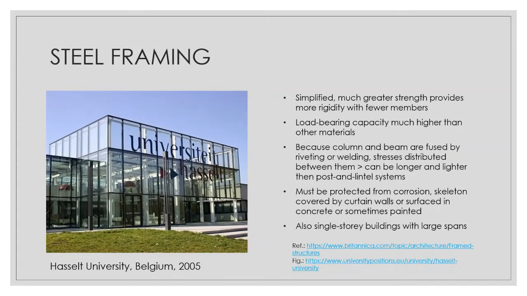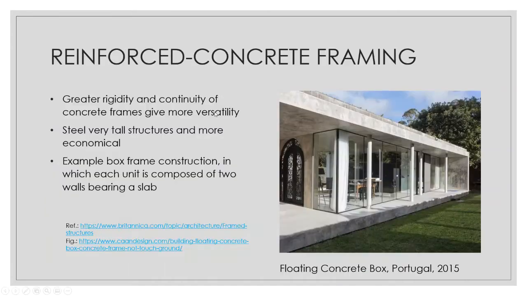Steel framing can mostly be used in a more simplified way than the other ones, especially wood, because of its much greater strength. It provides more rigidity with fewer members, and the load-bearing capacity is much higher than other materials. Of course, the steel must be protected from corrosion. So the skeleton is mostly covered by curtain walls or surfaced in concrete or sometimes even painted.